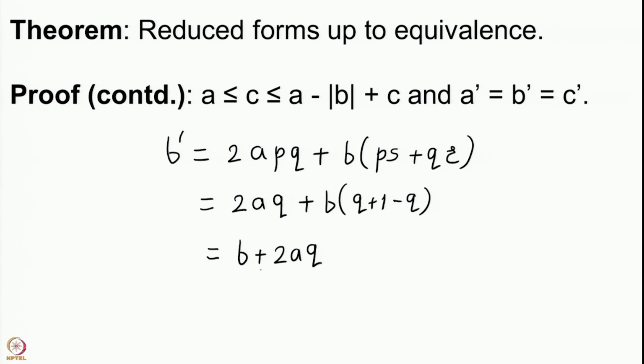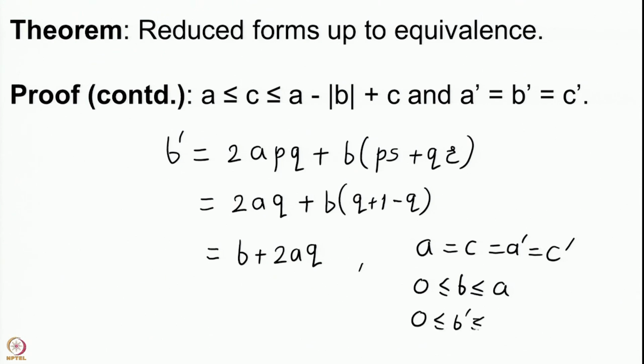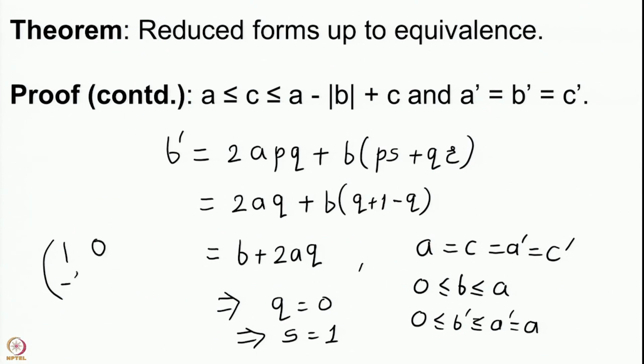Remember, you have B prime equal to B plus 2aq, but A is equal to C equal to A prime equal to C prime, and then we should have that 0 less than or equal to B less than or equal to A, and B prime is also between the same range. So, this again forces q to be 0, S is 1, and our allowed matrix then becomes 1 0 minus 1 1.